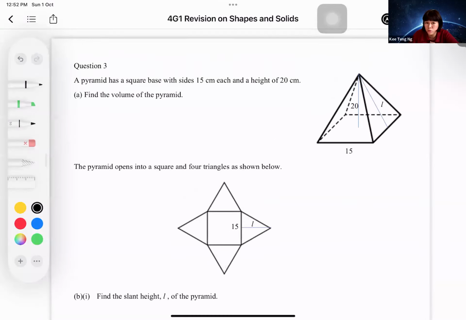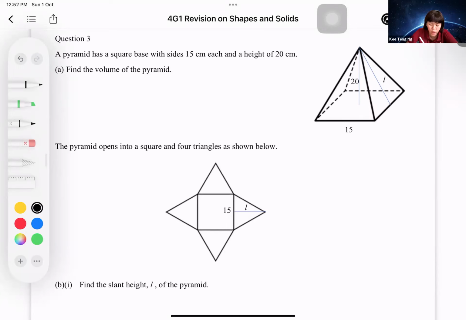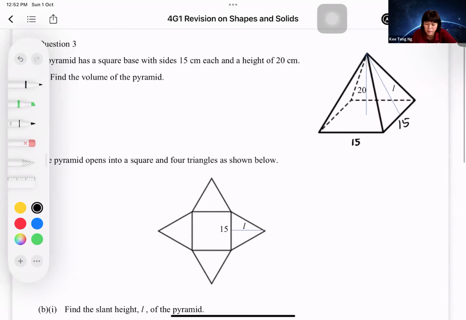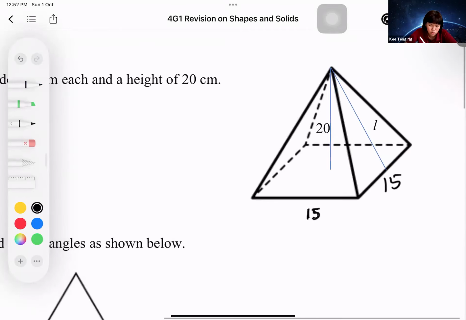A pyramid has a square base. This is a square base pyramid. If it's a square base pyramid, it means this side is 15, and all the sides over here are 15. Okay, and a height of 20 cm. So the question here says the height is 20 cm. There are some things we need to know. Okay, if this one is my perpendicular height, this one L over here will be my slant height. Okay, and we can link it together by Pythagoras theorem by drawing this.